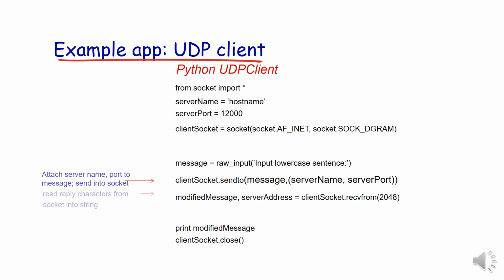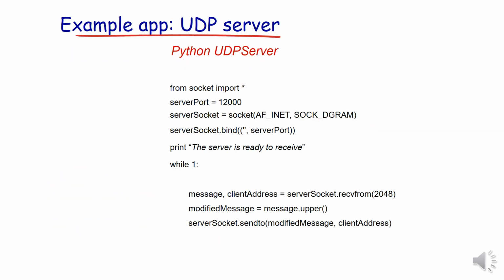Here is the server program, similar to the UDP client. It also imports the socket module, sets the integer variable serverPort to 12,000, and also creates a socket of type SOCK_DGRAM. It represents the UDP socket.